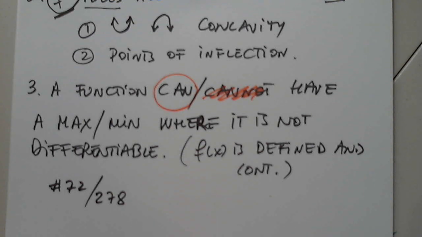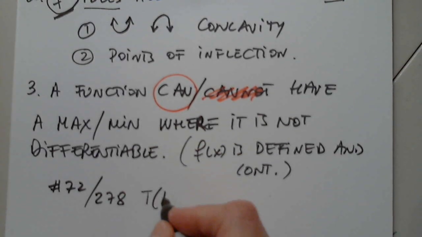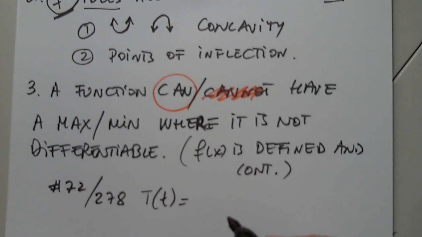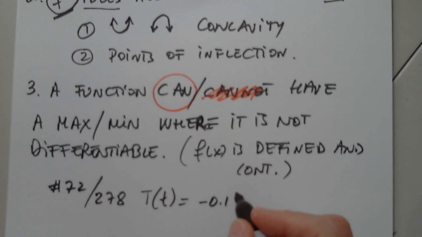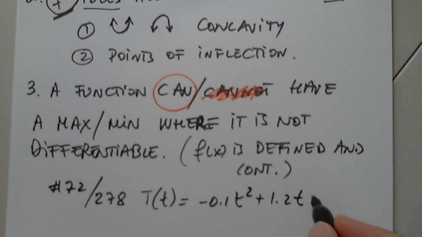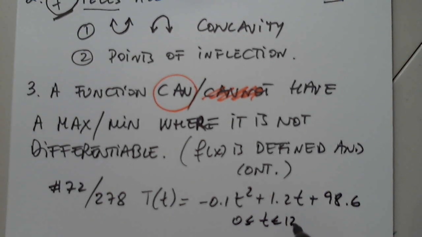To be honest, I did not write the solutions. As you know, I write the solutions afterwards. Let me look at page 278 and copy the problem. Let's work on it. Oh, the temperature during an illness of a person. So we have T of t. I don't really like T of t, but anyway. Negative 1 t squared plus 1.2 t plus 98.6. And t is between 0 and 12. And T is the temperature, of course, in degrees Fahrenheit, and t is in days.